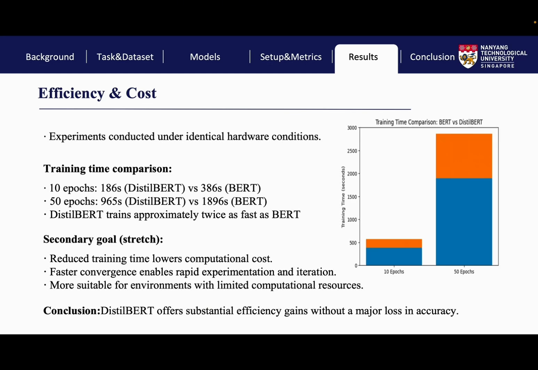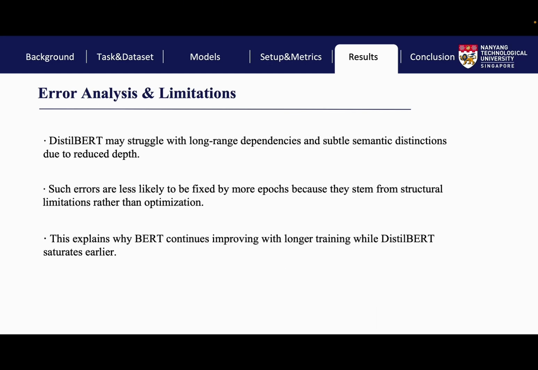This reduction in training time directly translates into lower computational cost. Faster convergence also allows quicker experimentation and iteration, which is particularly important in practical machine learning workflows. As a result, DistilBERT is more suitable for environments with limited computational resources, while still maintaining competitive performance. Well, in the next slide, I discuss the error analysis and limitations of DistilBERT.